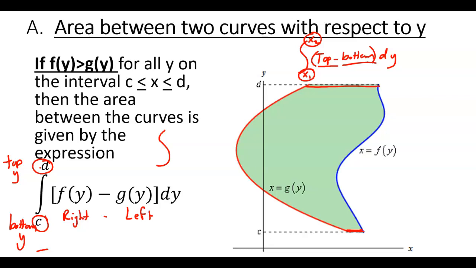Okay? So instead of left x and right x for the limits, we have bottom y and top y. And instead of top function minus bottom function, we have right function minus left function. This just gets reversed because we're switching the variables, basically. Okay? So there's the idea. That's how you can find the area between two functions with respect to y. Okay?